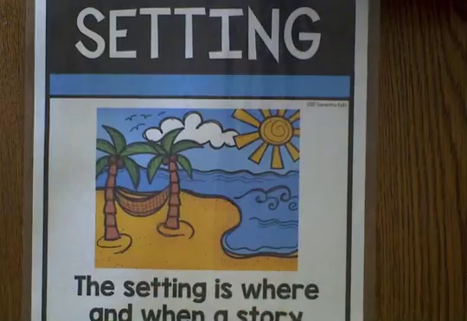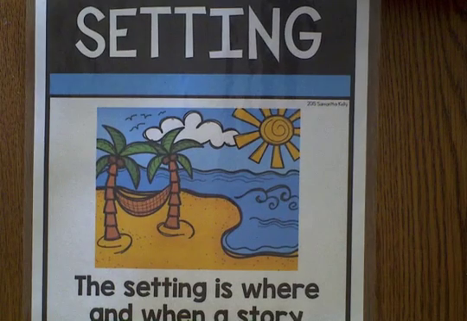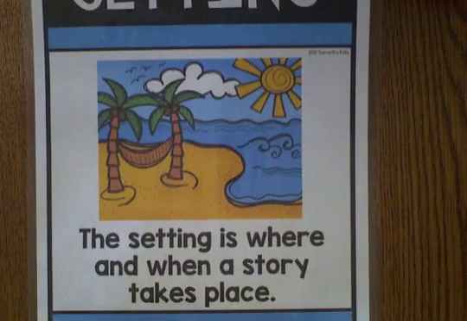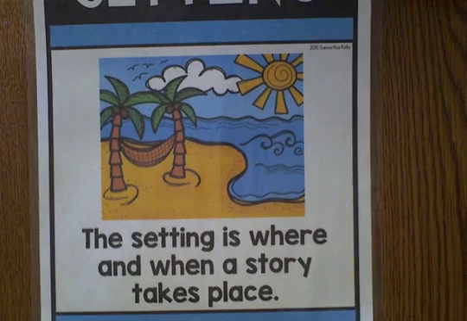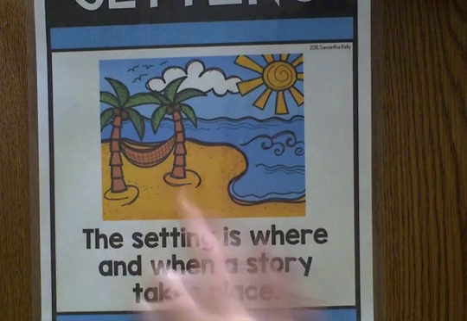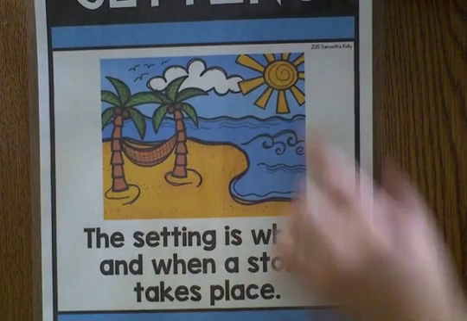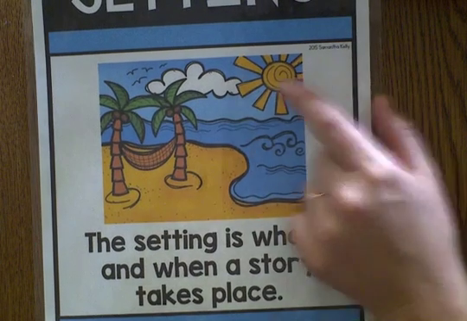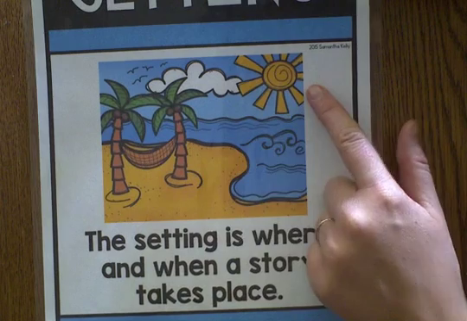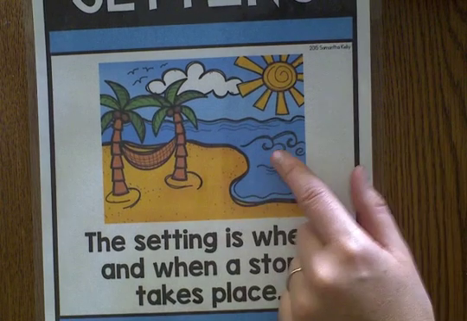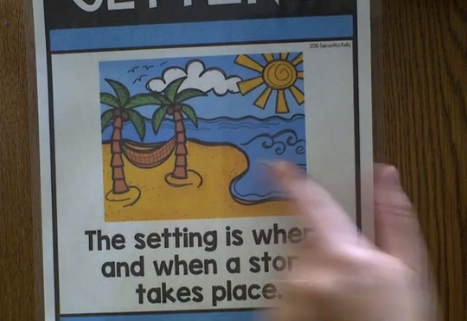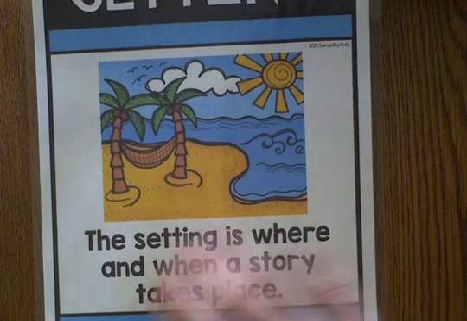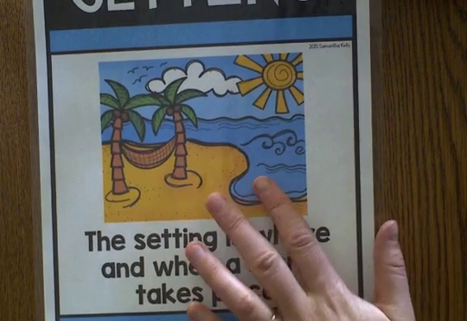I'll move the book. Yesterday, we began by talking about setting. The setting is where and when a story takes place. In this picture, we see a beach, we see water, we see the sun. So we know by looking at the illustration that it's during the day because the sun is up, and it must be at a beach somewhere, whether it's a big lake or maybe an island. I'm not sure, but we know it's at the beach. This is a beachy setting.